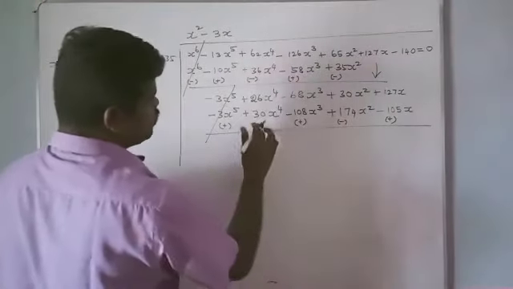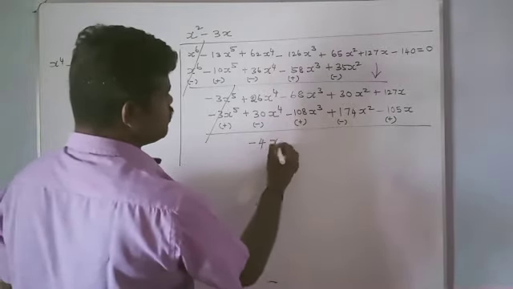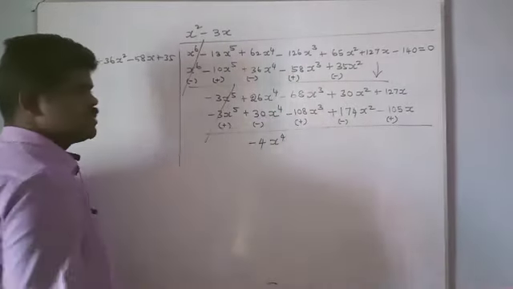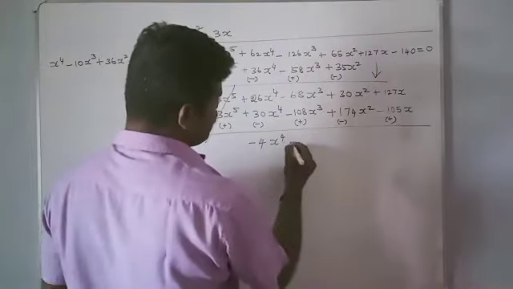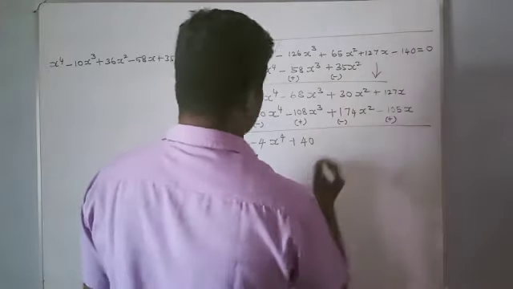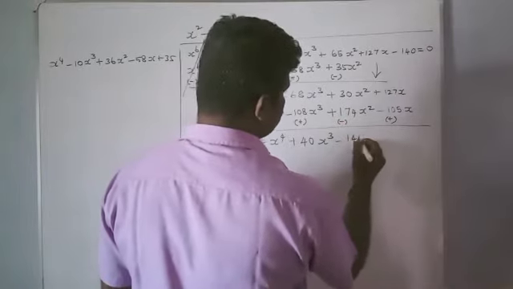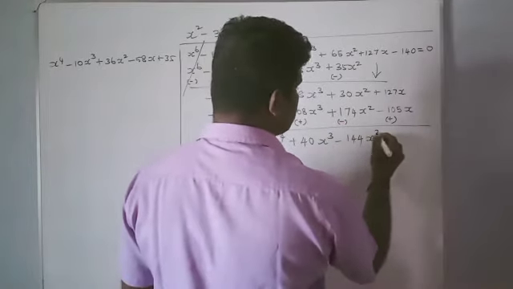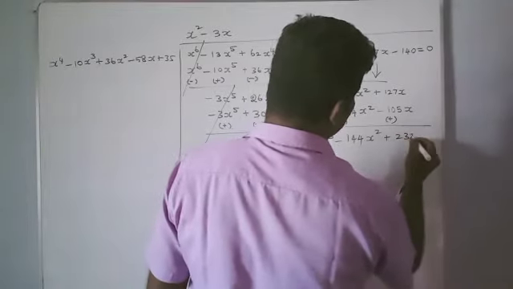So what is the value here? Minus 4 x power 4. Cancel this, subtract these two terms: minus 4 x power 4. And this term will be plus 40x cube, and this term will be minus 144x squared, and this term will be plus 232x.